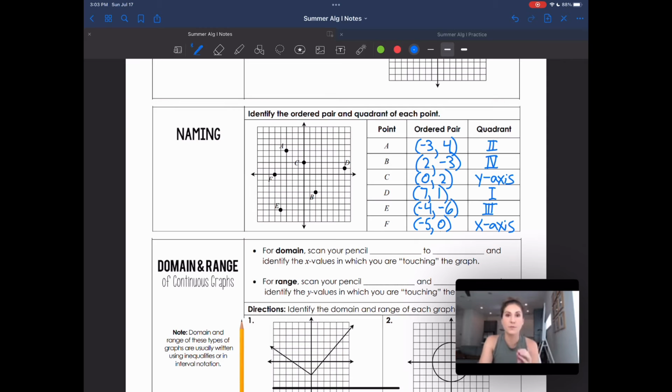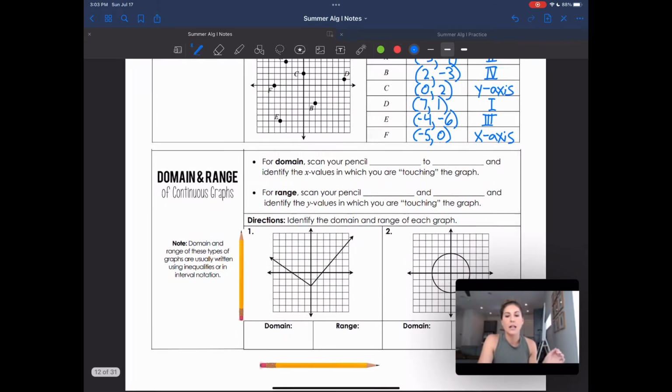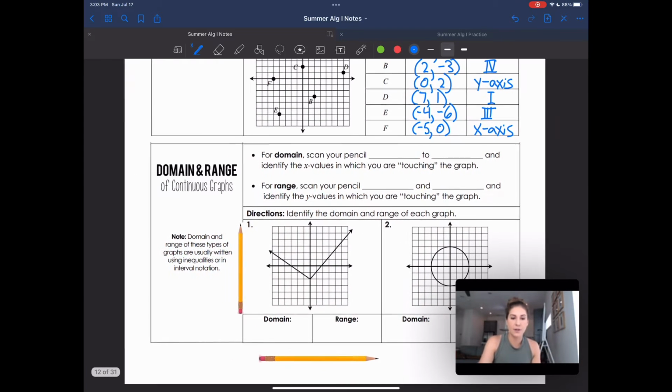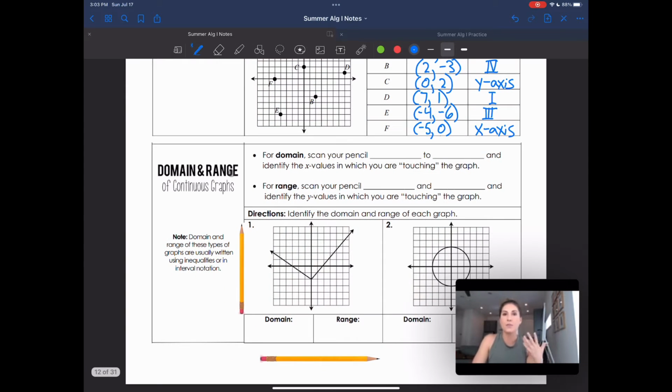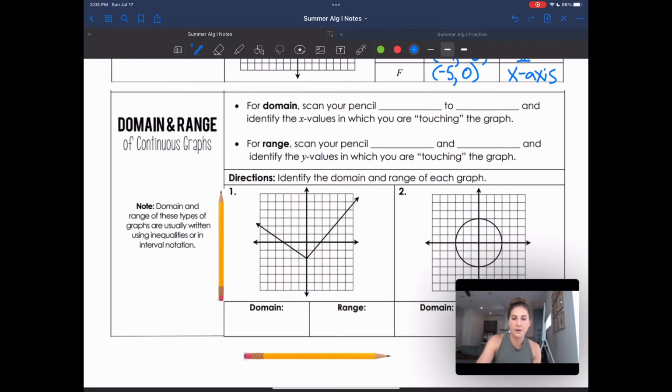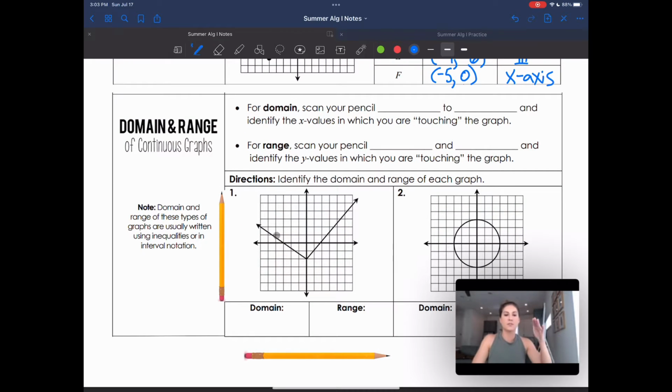So hopefully that was a review for you and you've got that down. Let's go ahead and get to what's probably the new part here. Okay, we are going to learn about something called the domain and the range of graphs. This one specifically says of continuous graphs. Let's see, are they all continuous here? Yeah, they are. All right, continuous just means there's no breaks in the graph at all. All right, so there is a helpful way to find the domain and range.